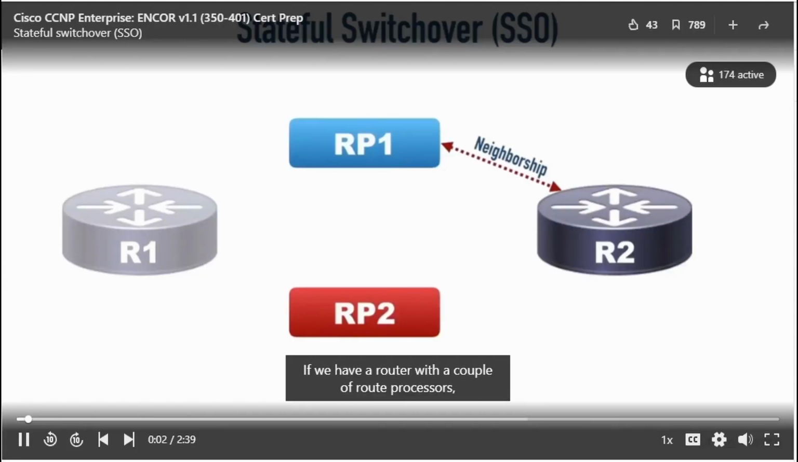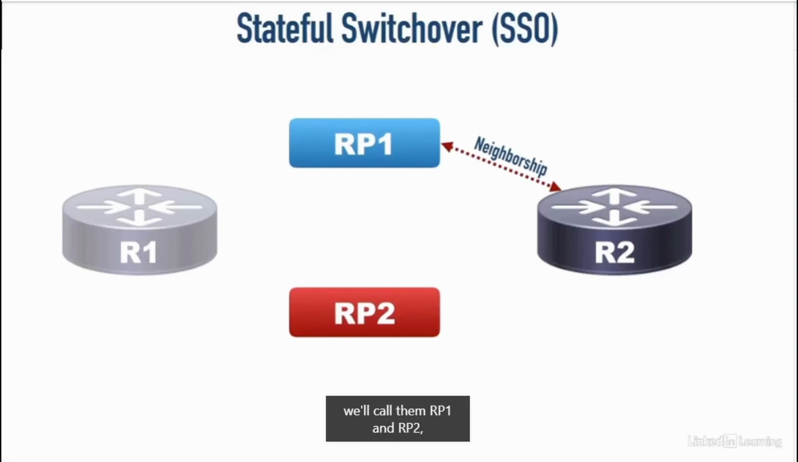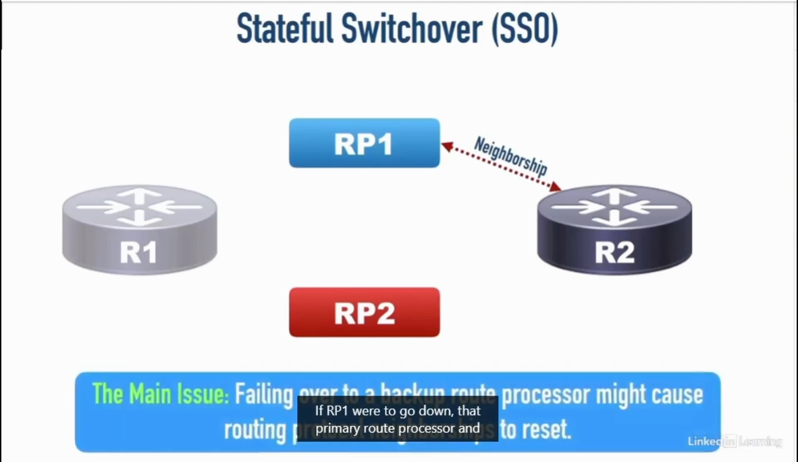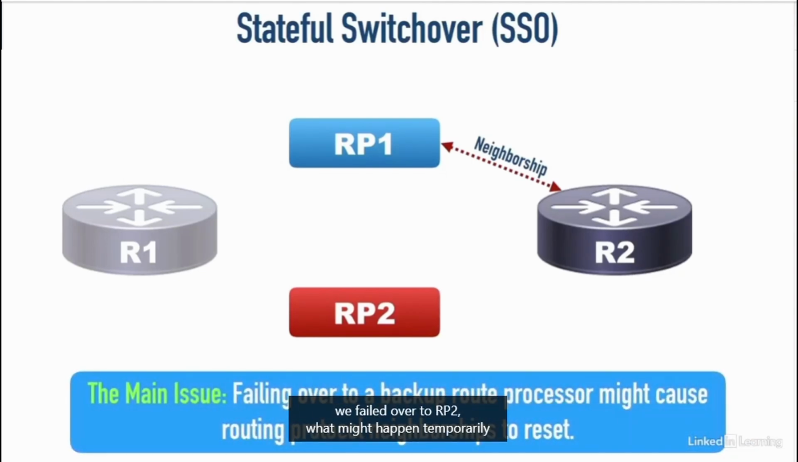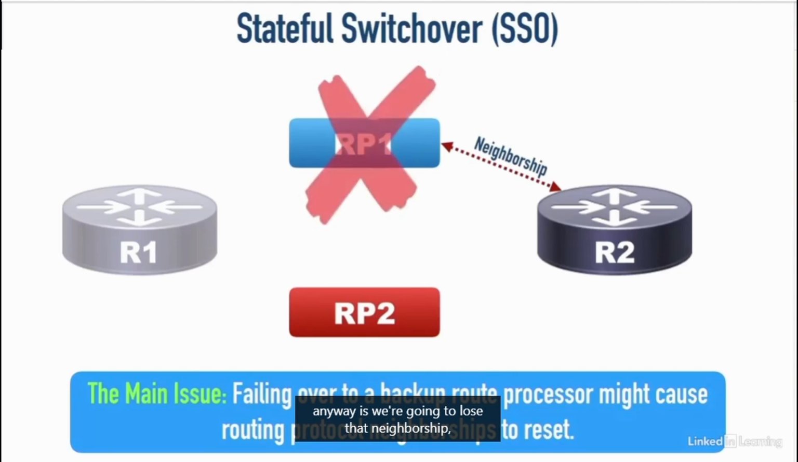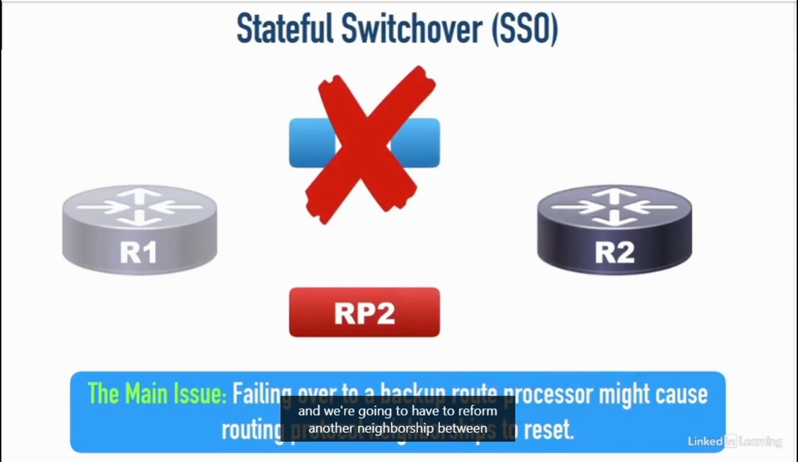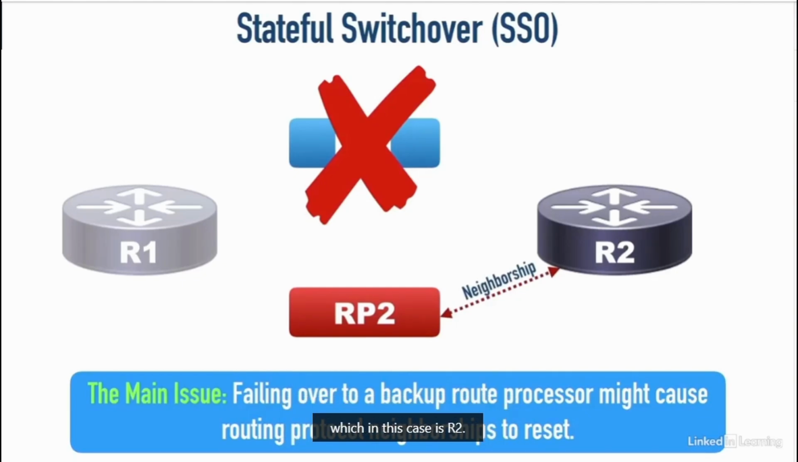If we have a router with a couple of route processors, we'll call them RP1 and RP2, we could have redundancy within our router chassis. But there's a challenge. If route processor 1 is currently active and we have a neighborship with another router, maybe OSPF, maybe EIGRP, and if RP1 were to go down, that primary route processor, and we failed over to RP2, what might happen temporarily anyway is we're going to lose that neighborship. And we're going to have to reform another neighborship between our second route processor, RP2, and our neighbor, which in this case is R2. That's the main issue.